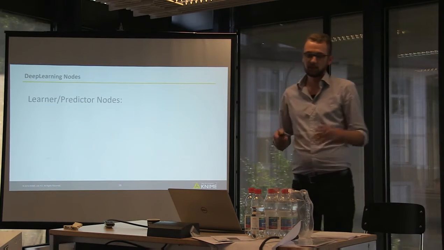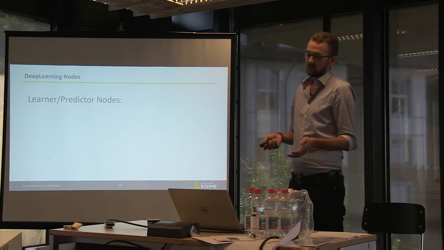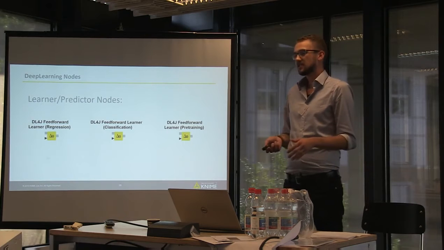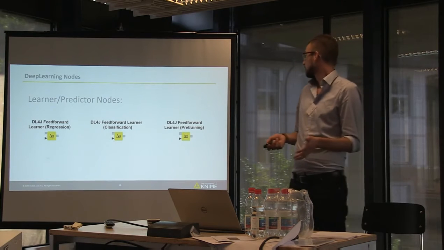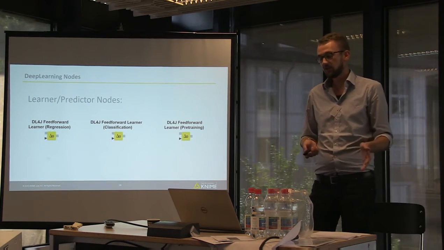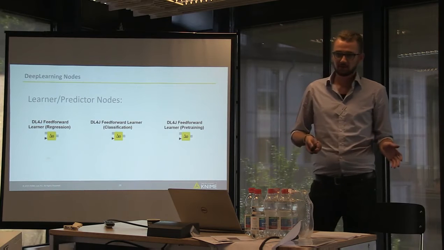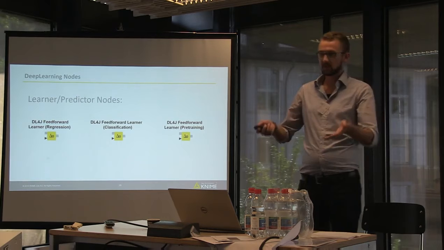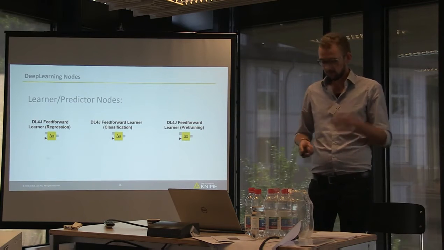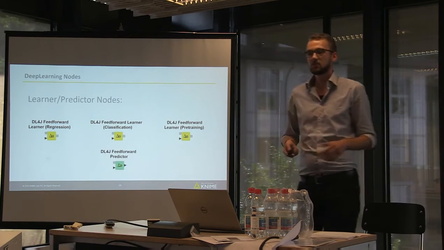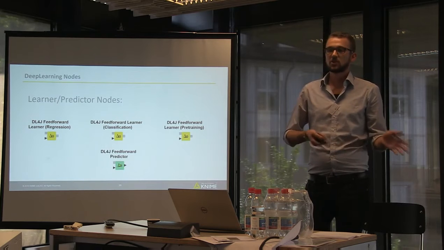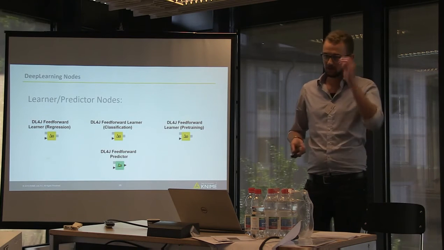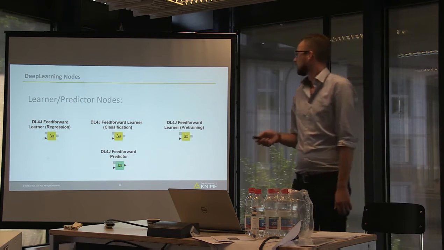Then next we need to actually train our network. So we have some learner and predictor nodes. The learner nodes are divided into three use cases: a node for regression, one for classification, and one which performs unsupervised pre-training of your network. The node you choose depends on the created architecture. Then for all these nodes, we have one predictor node which creates the output of the network and, in the case of classification, is able to predict the class value.